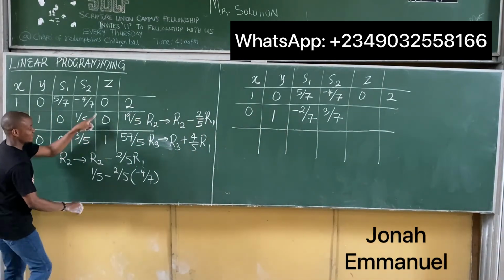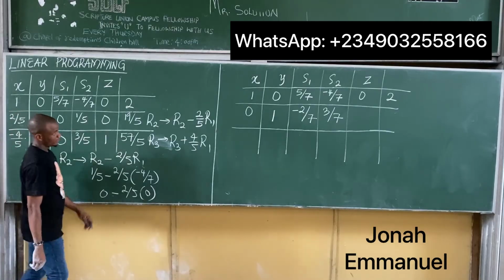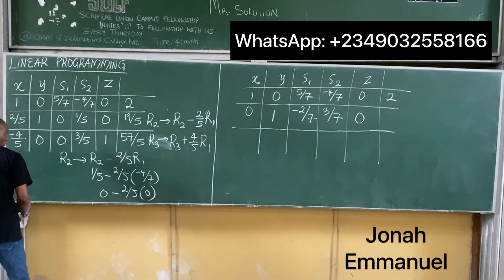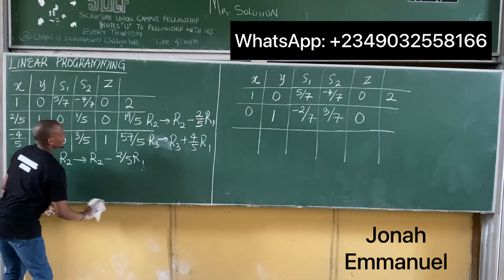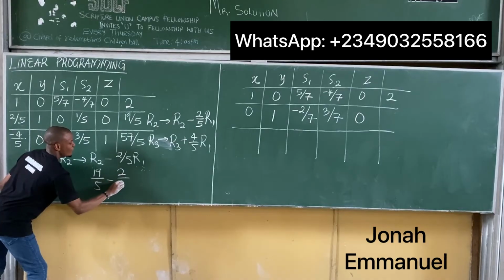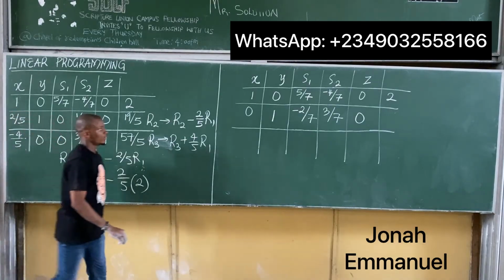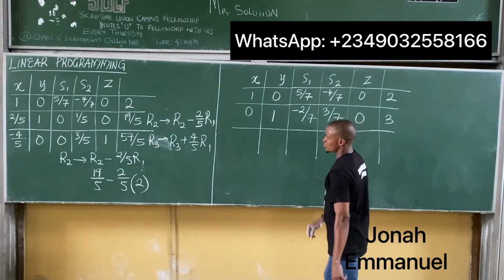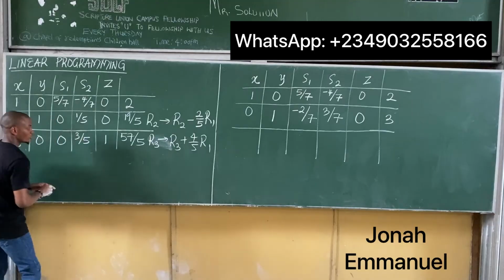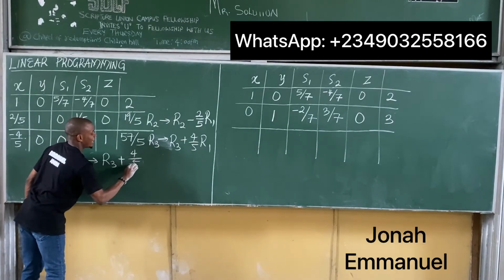For Z, it becomes 0 minus 2 over 5 times what there? 0. What gives you what there? That's 0. The last one here, it becomes row 2, 19 over 5 minus 2 over 5 times, what's the one here? 2. What do you get? 3. Okay, so I have 3 here. So I'm done with row 2. Come to row 3.